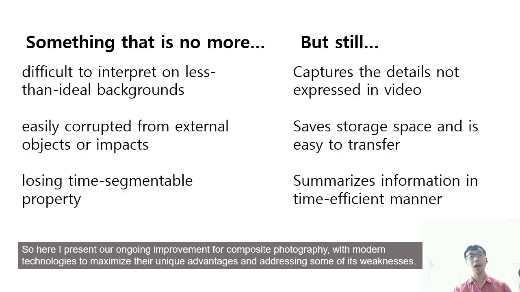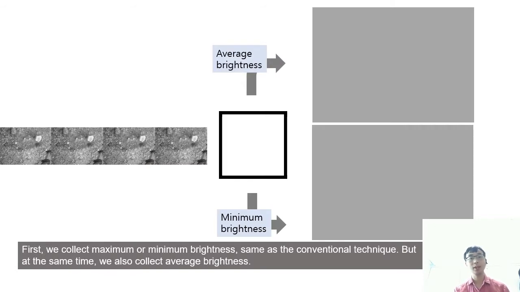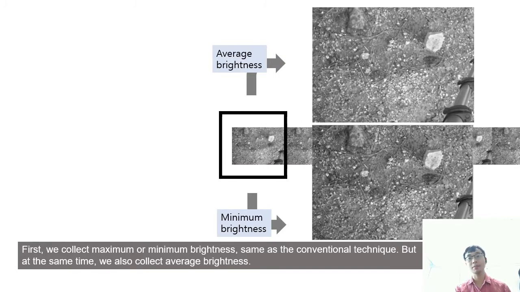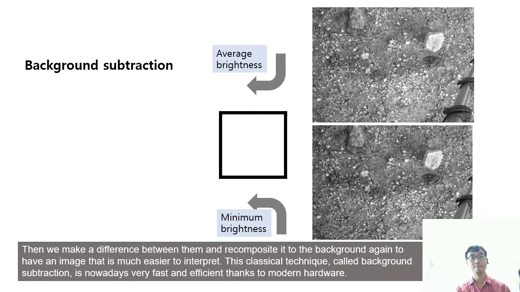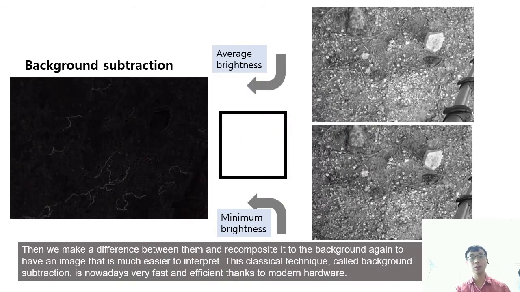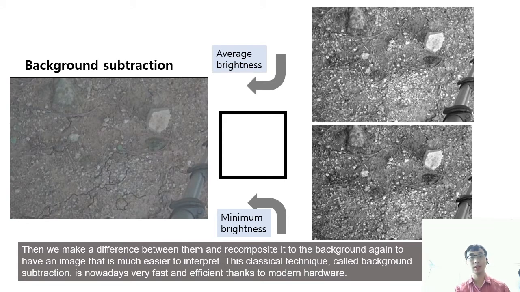So here I present our ongoing improvement for composite photography with modern technologies to maximize its unique advantages and address some of its weaknesses. First, we collect maximum or minimum brightness, same as the conventional technique, but at the same time, we also collect average brightness. Then, we make a difference between them and recomposite it to the background again, to have an image that is much easier to interpret.